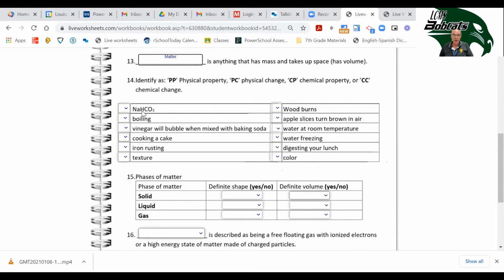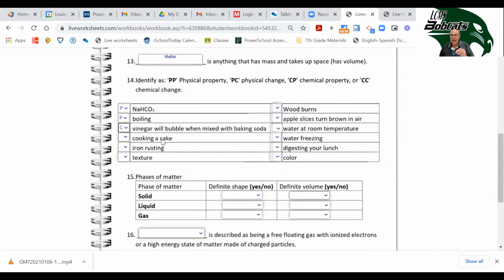Okay, so we're going to look at the first one, NaHCO3. That's a formula. That just describes the substance, so that's a physical property. If it's boiling, -ing is an action word, so it's happening, it's changing. When substances change phase, the liquid water is water and the steam above it is water, so that would be a physical change. Now this one says what will happen: vinegar will bubble when mixed with baking soda. That describes how it's going to react, so that is a chemical property.